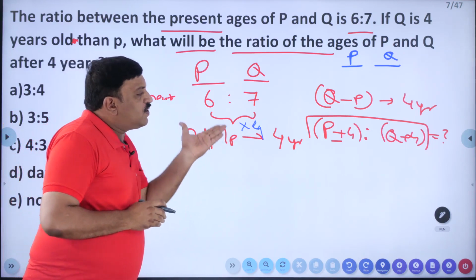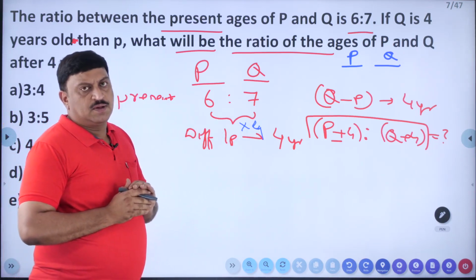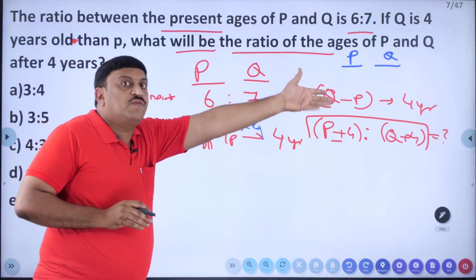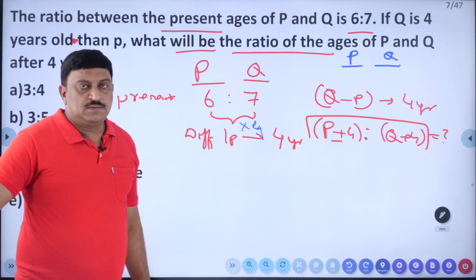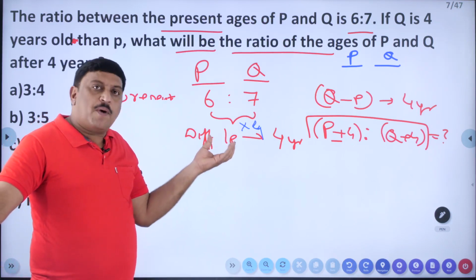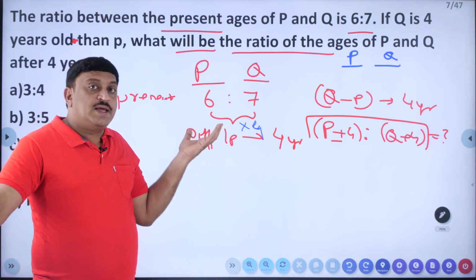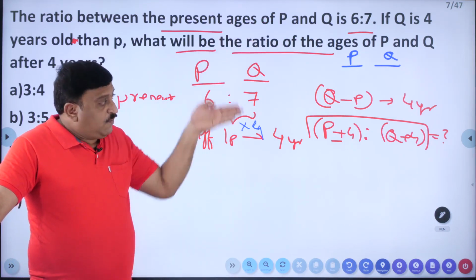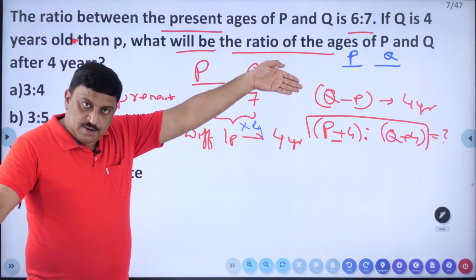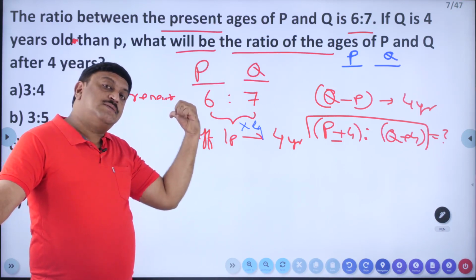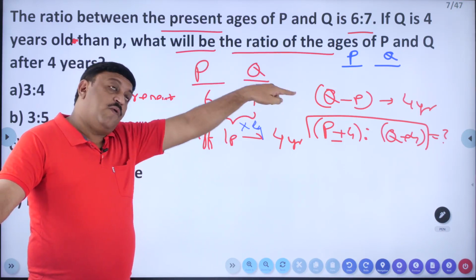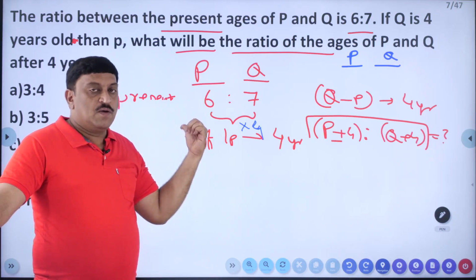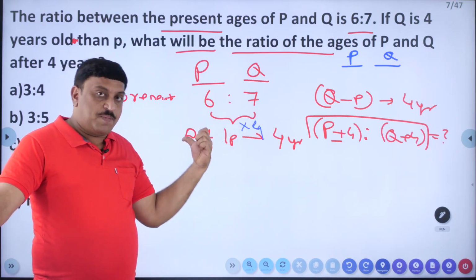What do you mean by 1 part equivalent to 4 years? 1 part in the ratio is equivalent to 4 years of data. If you say 4 years, how many parts in the ratio does it mean? Vice versa, you have to say. 4 years means 1 part in the ratio.